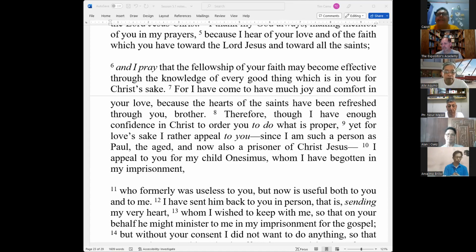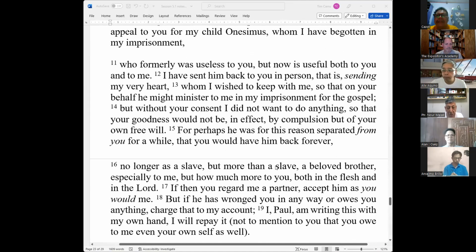Therefore, though I have enough confidence in Christ to order you to do what is proper, yet for love's sake, I rather appeal to you, since I am such a person as Paul, the aged and now also a prisoner of Christ. I appeal to you for my child Onesimus, whom I have begotten in my imprisonment. Formerly he was useless to you, but now is useful both to you and to me.